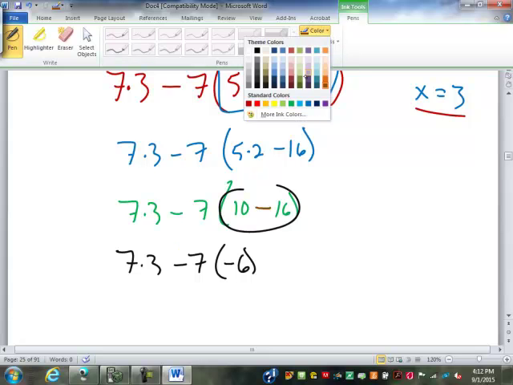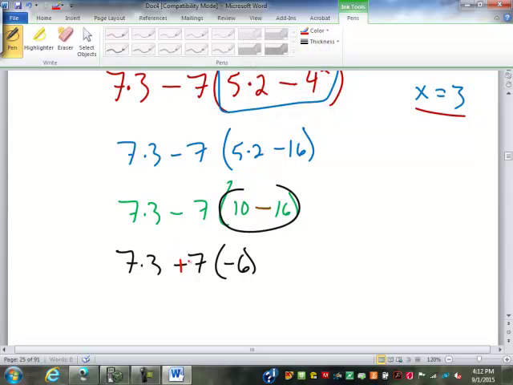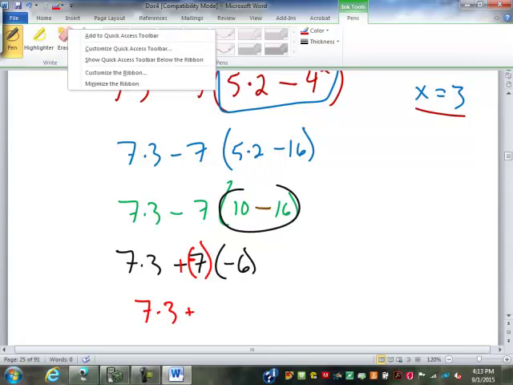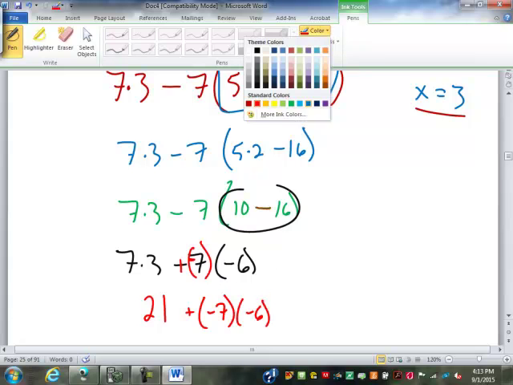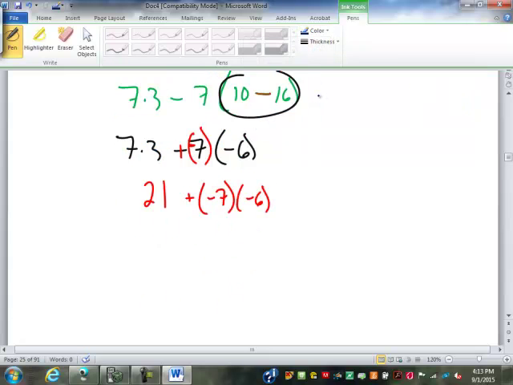And now, it seems like you guys want to treat this as plus negative 7. So negative 7 times negative 6 is... Actually, can I do that yet? No, I need to do 7 times 3 is 21. I almost screwed that one up. And now it'll be the negative 7 times negative 6, which makes 42. It's a positive 42. Gives us 63. So any questions on that?